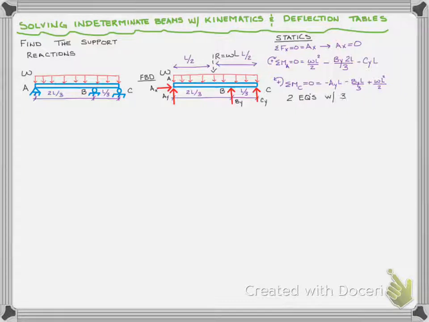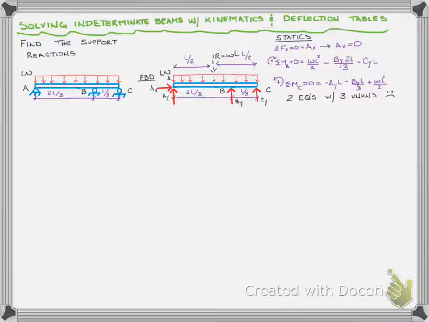But what we find when we write out the moment expression at C, we have an AY and a BY in that expression, so we can't solve for anything. We've got a BY and a CY in our sum moments at A expression. So we're sitting still with just 2 equations and 3 unknowns, and that deserves a frowny face.